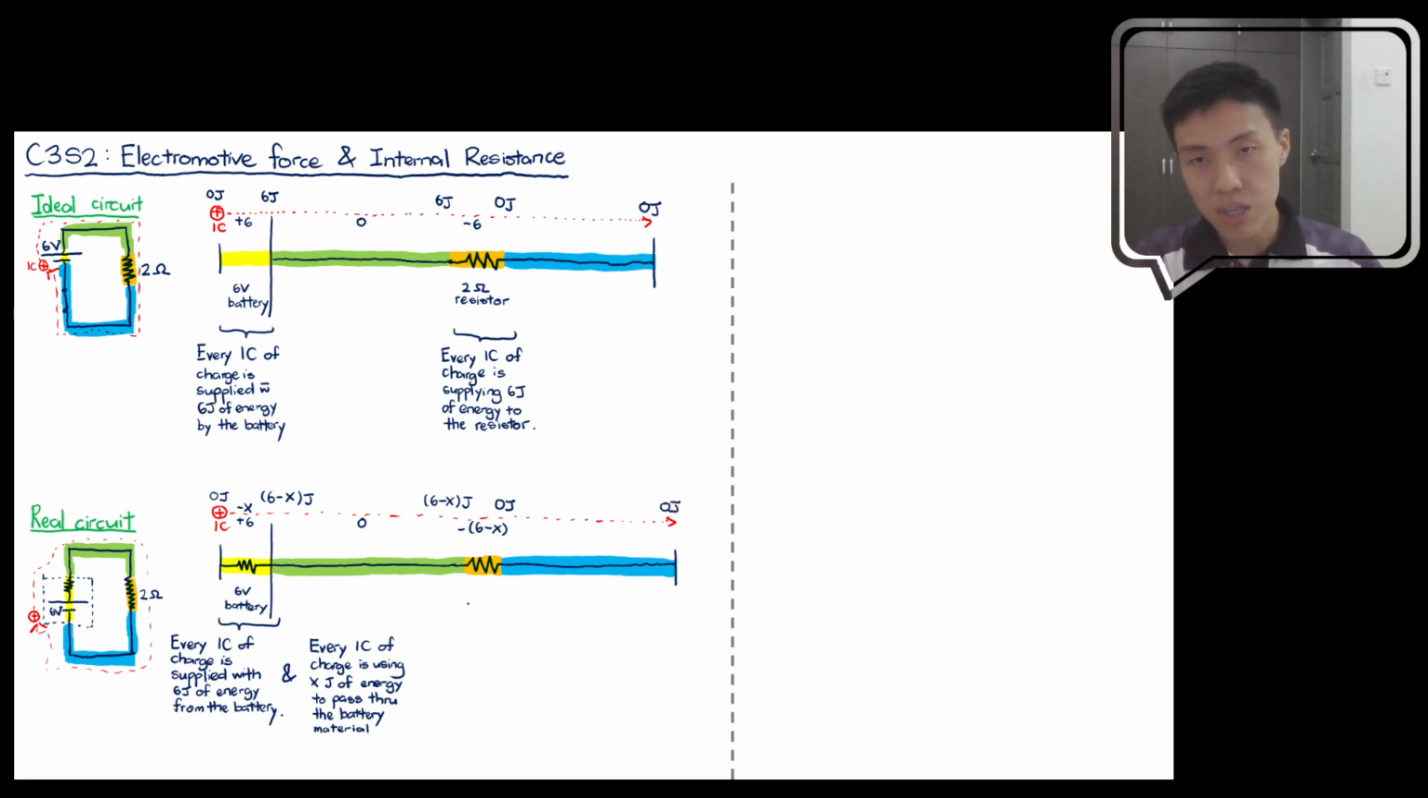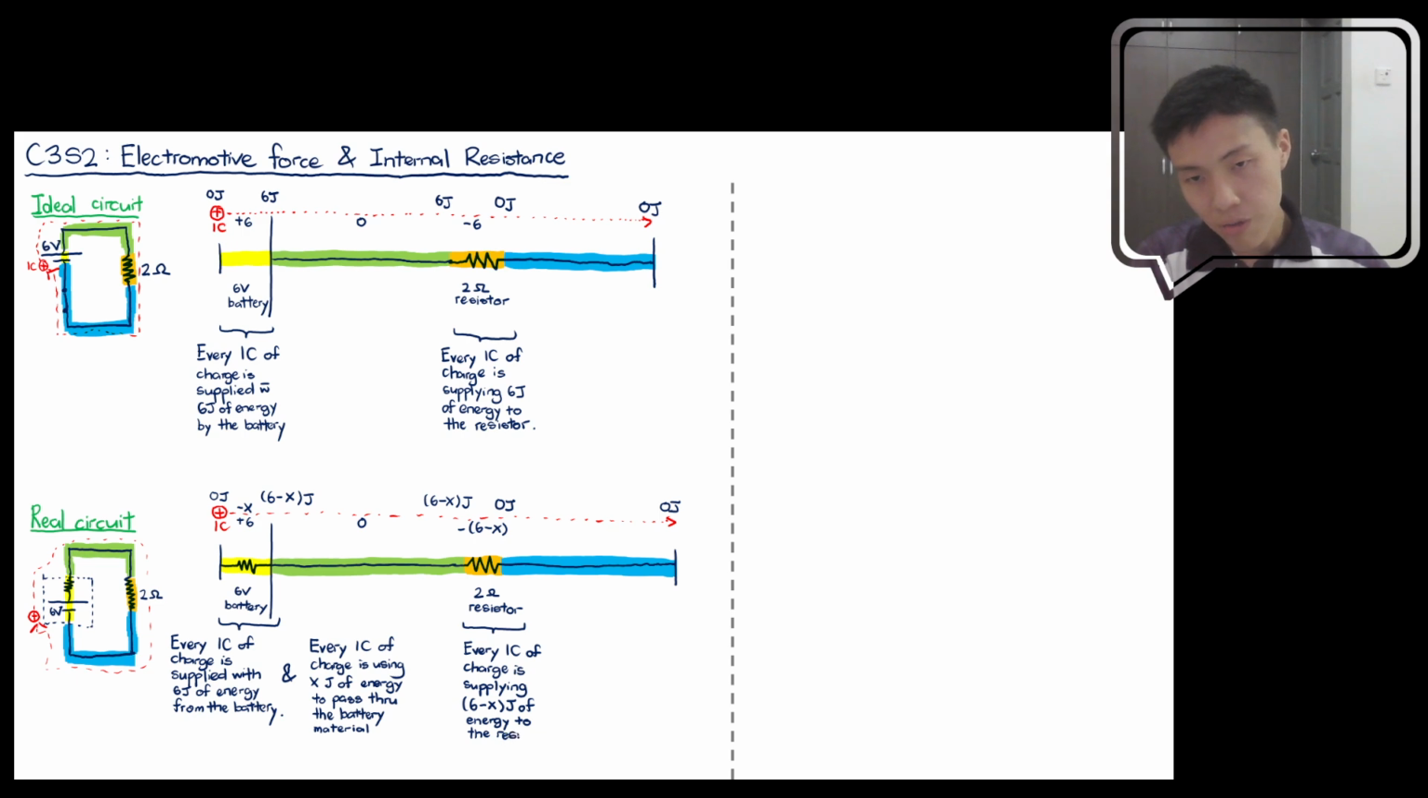Okay, so we should also write down what's happening here at the 2 ohm resistor. Right at the 2 ohm resistor, what's happening is that every 1 coulomb of charge is supplying 6 minus X joule of energy to the resistor.